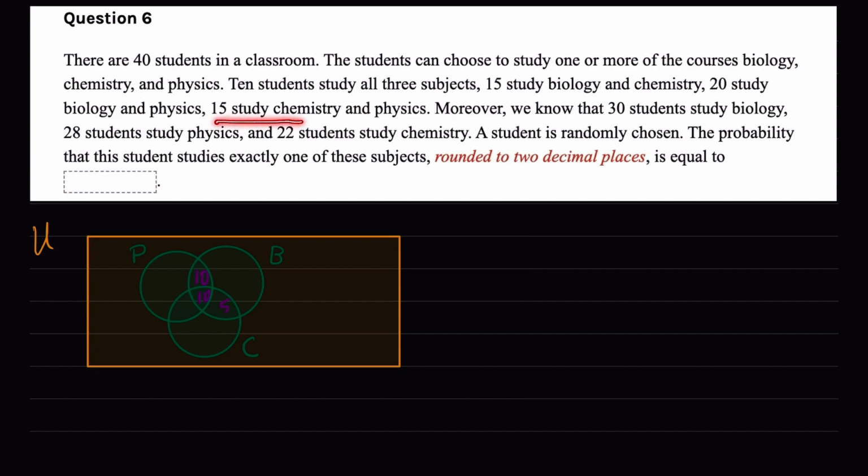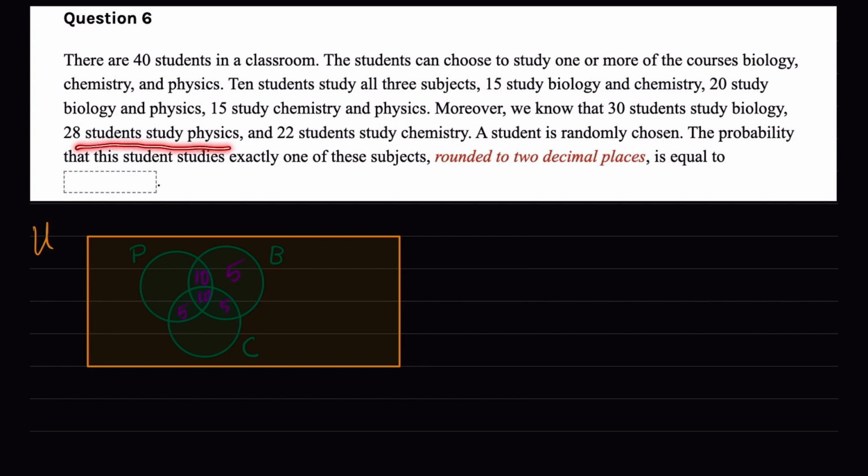We know that 15 study physics and chemistry, so the overlap between physics and chemistry is 15. 10 of them are already here, so 5 is left for there. But I also know that 30 students in total study biology, so the number of students in the biology circle should be 30. 10 is here, 10 is here, 5 is here, so 5 is left for here. So let me write 5 here.